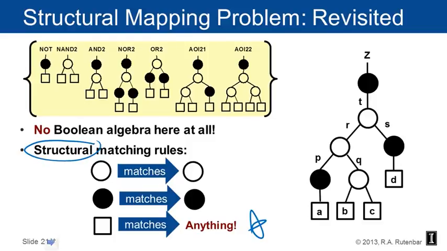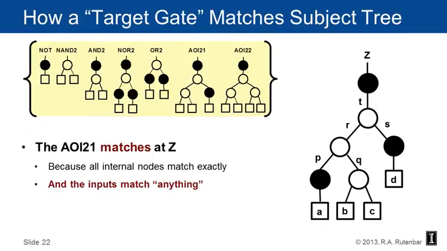So let's just start by doing a sort of a complicated thing. I've got the technology library again shown at the top, NOT, NAND, NOR, OR, AOI21, AOI22. And I've got my little Z tree on the right, 4 inputs A, B, C, D, 3 black circles, 3 white circles, Z at the top. The AND-OR-invert 2-1, as we already said in a previous slide, matches at Z, right? It's got a black circle at the top, and then a white circle one level down, and then one white circle and one black circle as children and inputs, right?